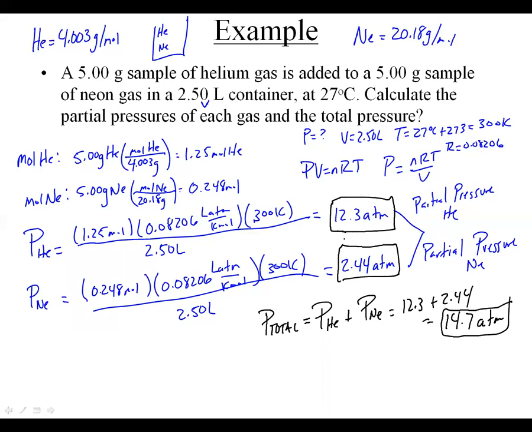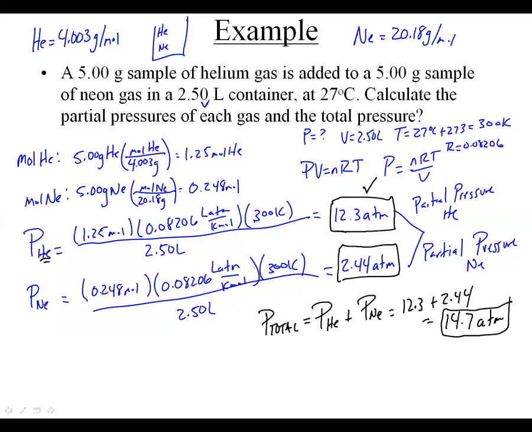Now, you may see that in this particular mixture, based on the calculation we did, the major contributor to the pressure in this mixture is actually helium. So helium has the higher pressure. It's a major contributor to pressure.